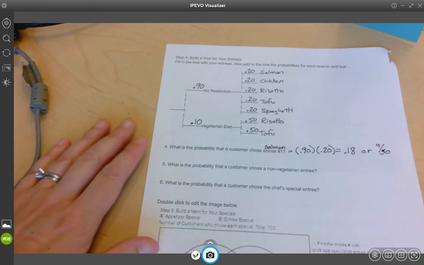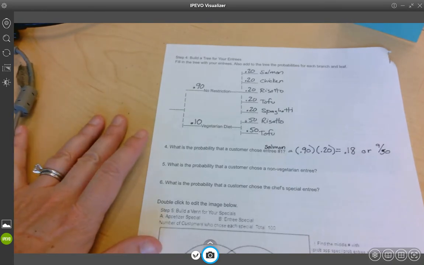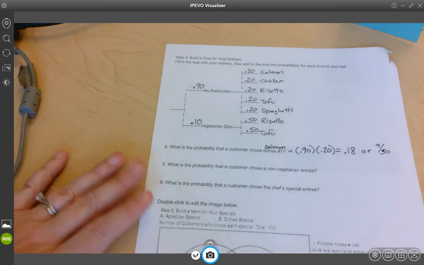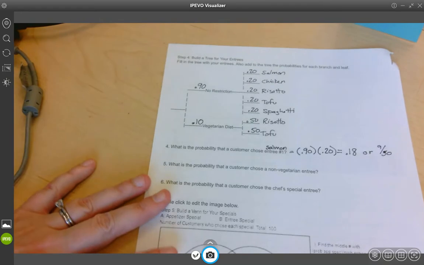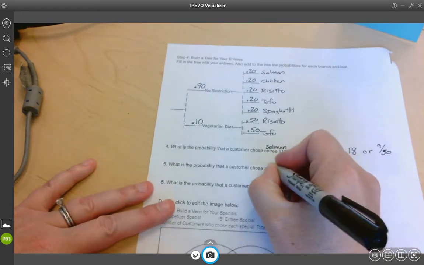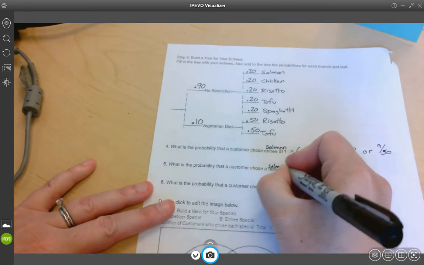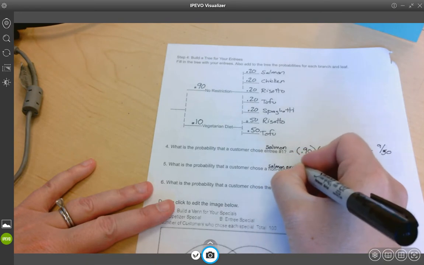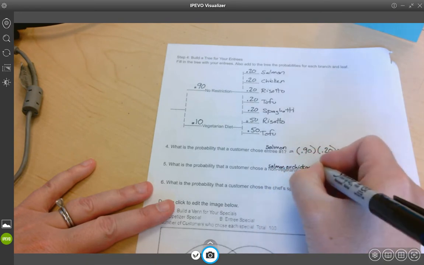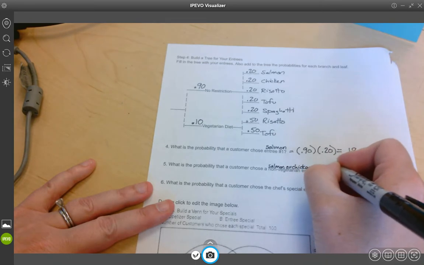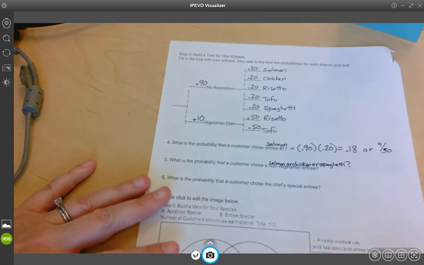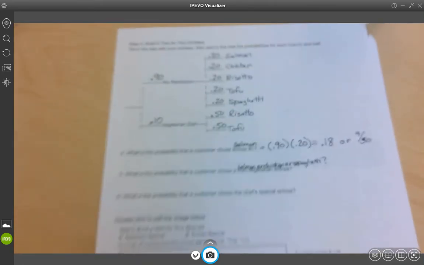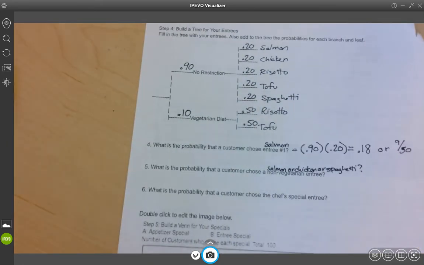All right, what is the probability that a customer chose a non-vegetarian entree? So that means that they chose the salmon or the chicken or the spaghetti, okay? So non-vegetarian is salmon or chicken or spaghetti. I know I wrote that real small, but I did say it for you. Salmon or chicken or spaghetti.